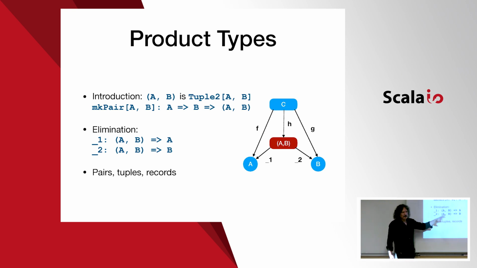And this defines all the product types. This is why they are called product types, because they come from a product. Things like pairs, tuples, records, and so on, right?